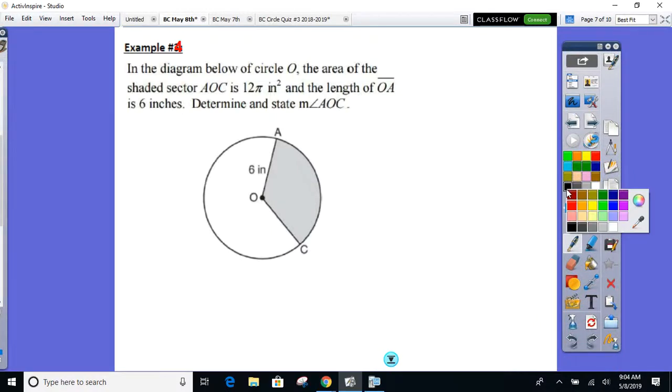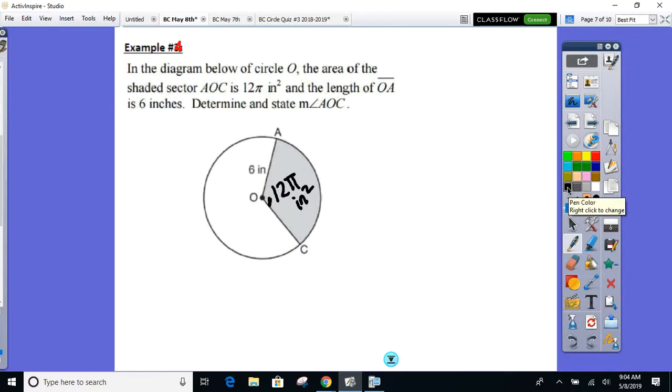Moving on. Now a little different. I'll give you the sector area. I'll give you the area of the sector. You give me part of the formula now. So the area here you go, 12 pi square inches. What's the measure of angle AOC?